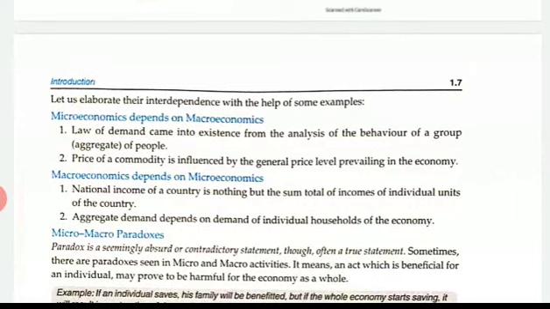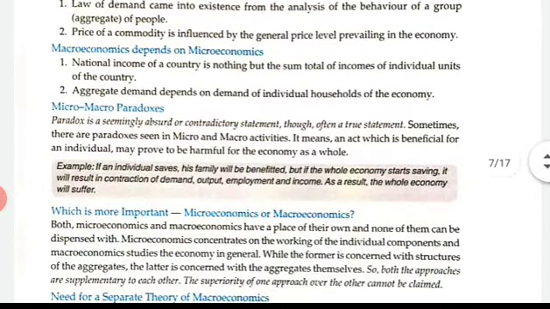For example, a situation which is good for the individual: suppose an individual is saving more. The same individual is not doing any consumption, it is only saving, and it is good for that person. But if other persons also start to save, if every person starts to save, then it is not good for the economy, it will be harmful. So that is why it is called the micro macro paradox.